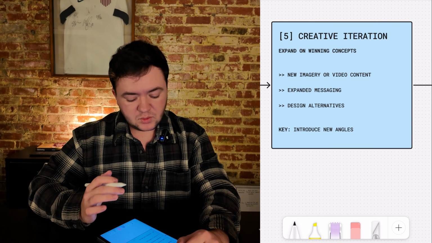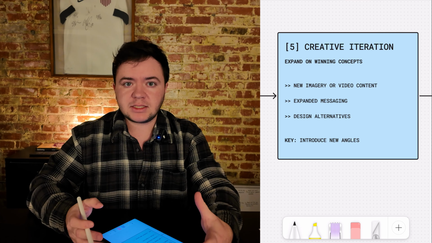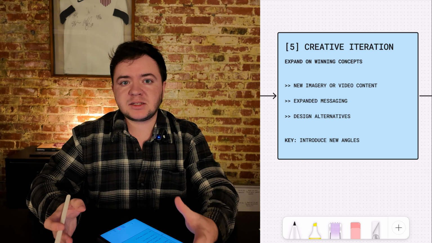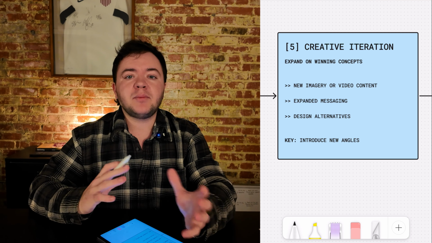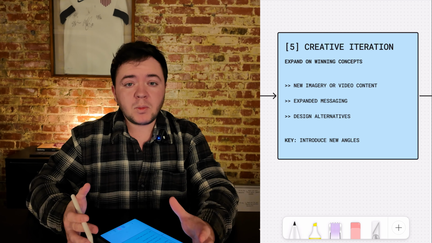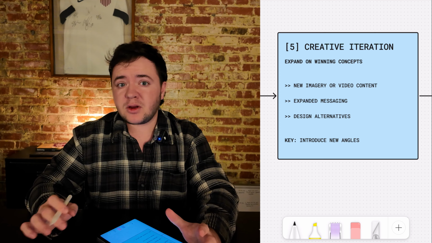Speaking of iterations, we are now on step 5. So this is where we start expanding on those winning concepts. You don't want to just let them run and see how long they last before they fatigue. You want to take them and say, how can I make this different? How can I make it better? And keep iterating. And remember, it has to be different enough that Meta recognizes it as a different concept.